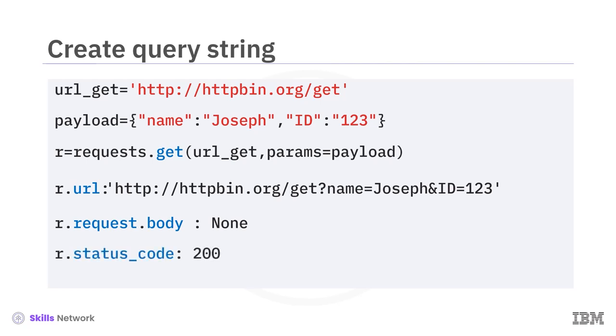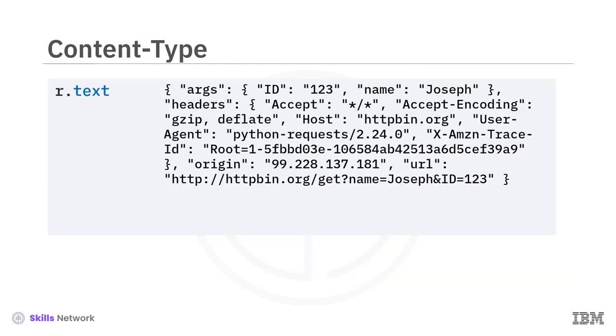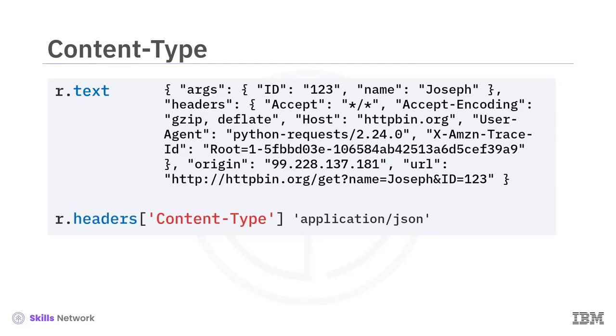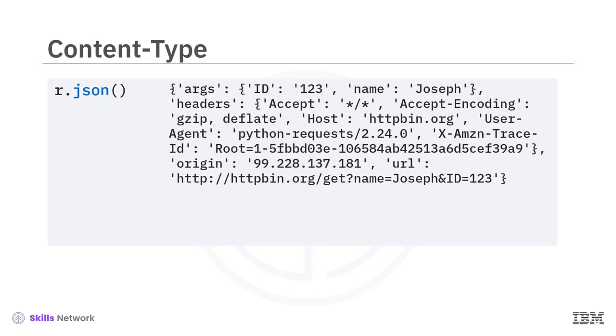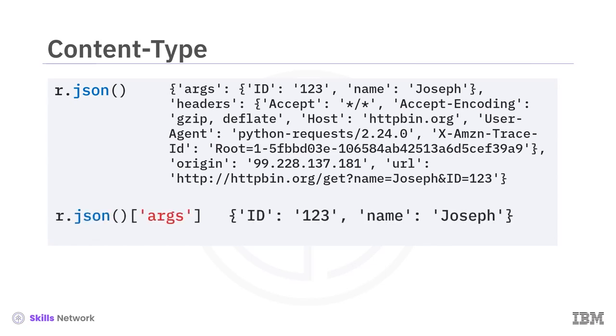We can print out the status code. We can view the response as text, and we can look at the key content-type to look at the content type. As the content type is JSON, we format it using the method json. It returns a Python dict. The key args has the name and values for the query string.